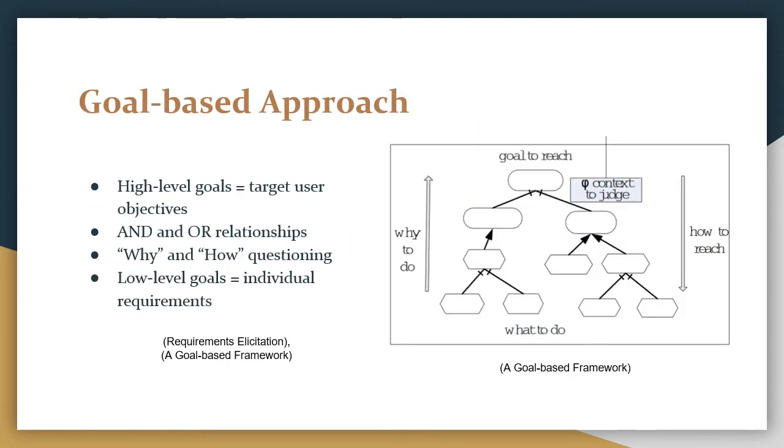A goal-based approach has a fundamental difference. High-level goals represent objectives of different stakeholders or target users. They are decomposed by using and/or relationships. They are also elaborated with why and how questioning into sub-goals. High-level goals are then further refined in such a way that individual requirements are achieved. Goals are a useful abstraction to represent stakeholders' needs and expectations, and they offer a very intuitive way to elicit and analyze requirements.